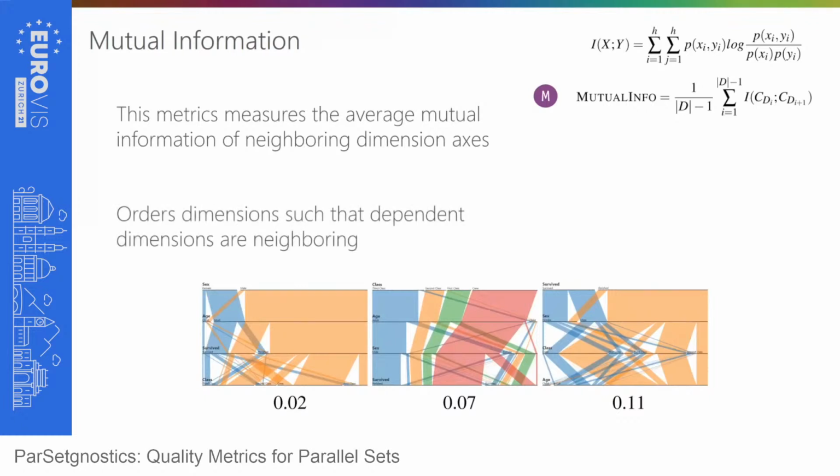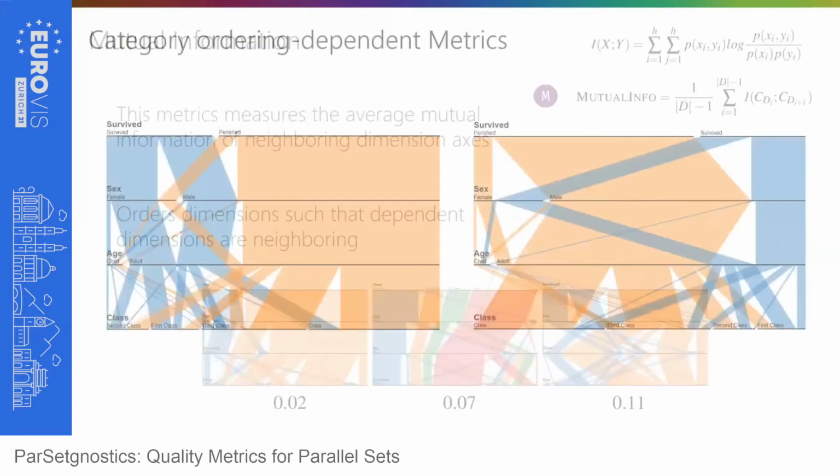Enforcing a high mutual information orders dimensions such that dependent dimensions are neighboring. Thus, high mutual information is preferable. However, since the ordering of categories is not affected by the rearrangement of dimension axes, there are still configurations left with a better category ordering. Thus, mutual information can serve as a first step for optimizing a parallel sets visualization.